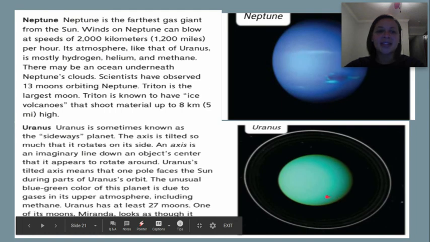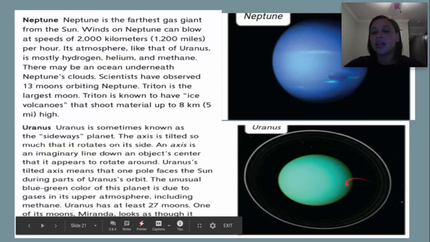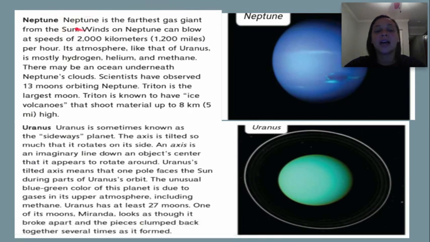The axis is tilted so much that it rotates on its side. Okay, so that's why it appears to be sideways. And it's also an unusual blue-green color, which is also one way to identify it, Uranus. All right, then we have Neptune, which is the farthest gas giant from the sun.